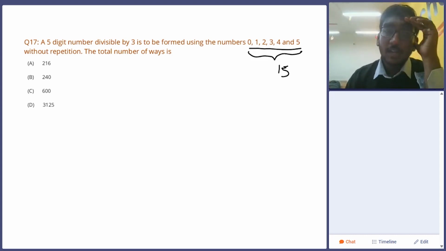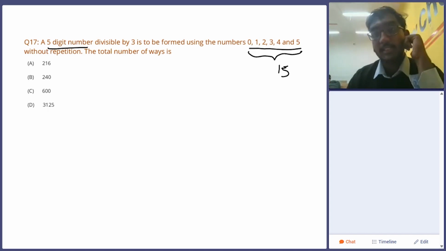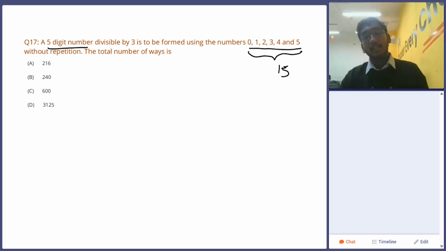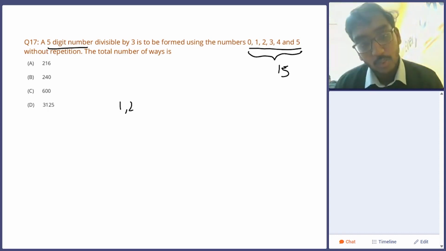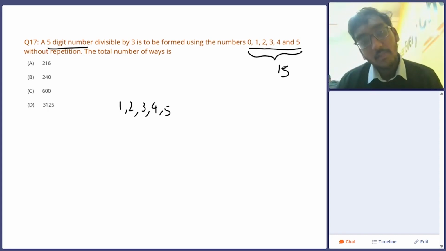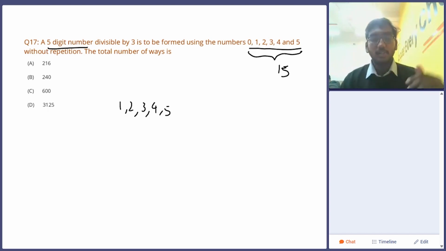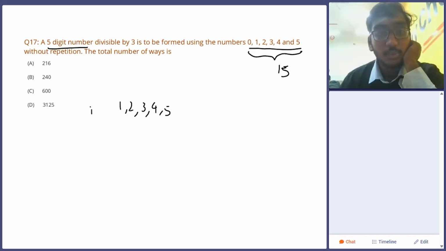See, and you have to form a 5-digit number. That means you have to select 5 out of these 6 digits such that the sum is divisible by 3. In 2 ways it is possible. You can either ignore the 0 and select 1, 2, 3, 4, and 5, because the sum will be unaltered. It will be again 15 only. So this is one possibility.